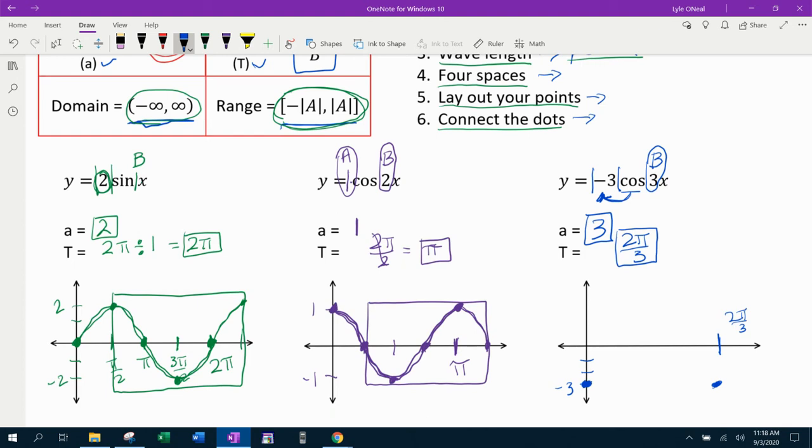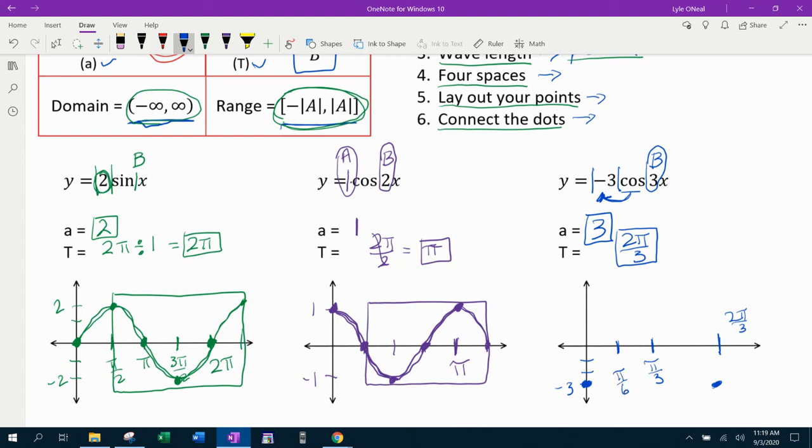Step number 4, 4 spaces. I'm going to cut that in half. What is half of 2 pi over 3? Well, that is pi over 3. Half of 2 pi over 3 is just 1 pi over 3. Does that make sense? Pi over 3 and pi over 3, 2 pi over 3. And then if I cut that in half again, what is half of pi over 3?